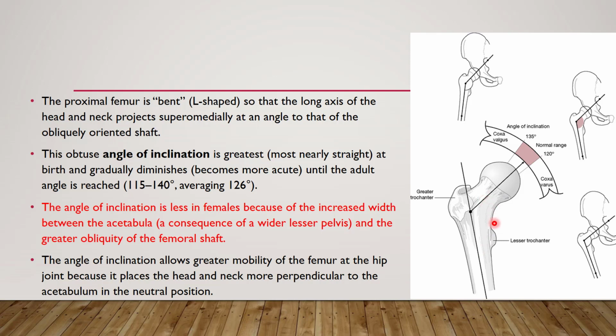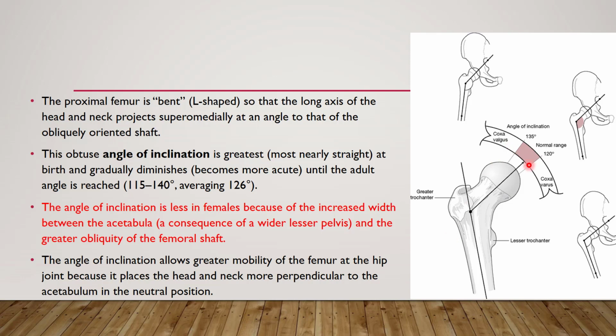In females also, this angle is less because of the increased width between the acetabula, because there is a wider lesser pelvis in female and the greater obliquity of the femoral shaft. So remember this thing, this angle of inclination is less in females, and it is more in small children or more at birth. This angle of inclination allows the greater mobility of the femur at the hip joint because it places the head and the neck more perpendicular to the acetabulum in the neutral position. This angle of inclination is very important.